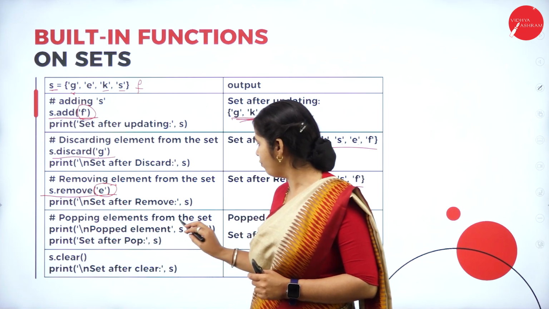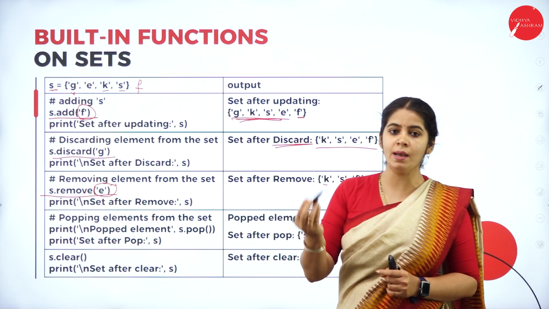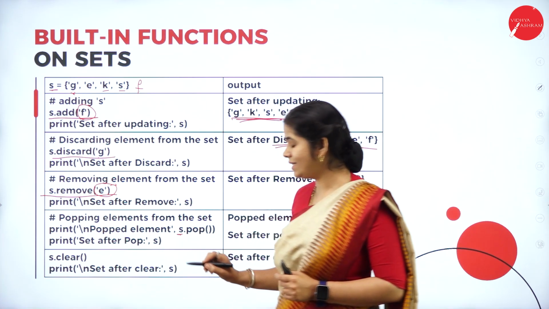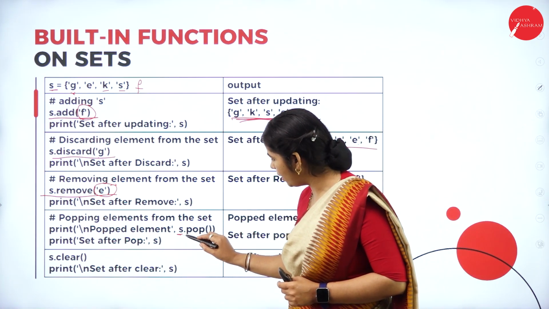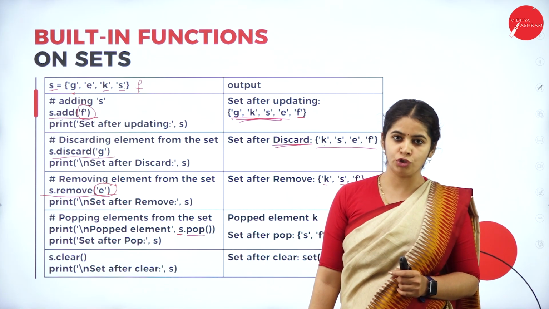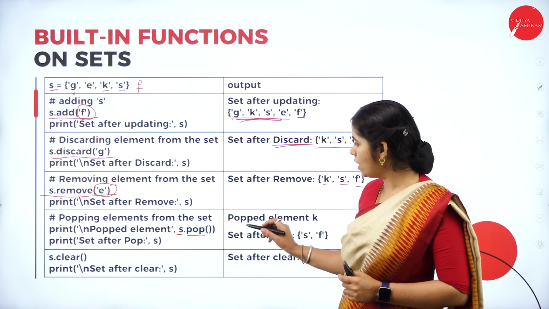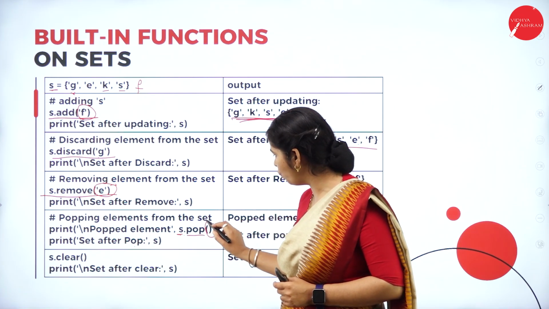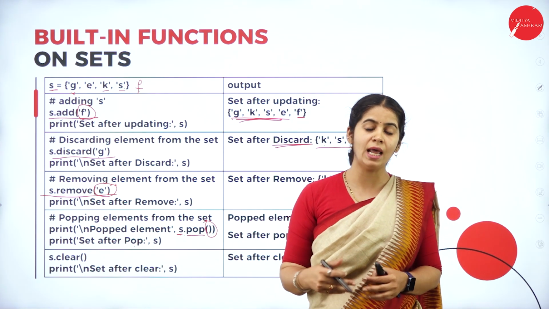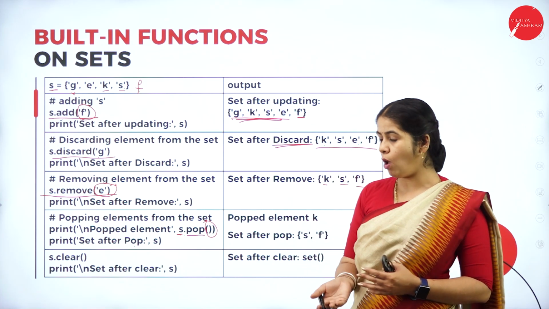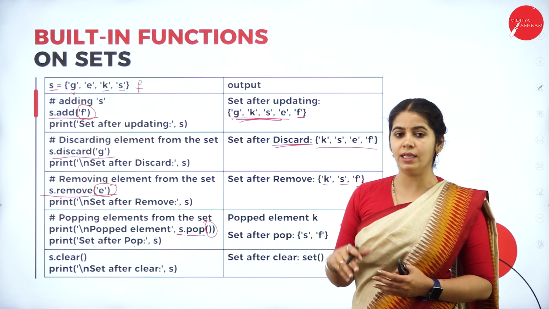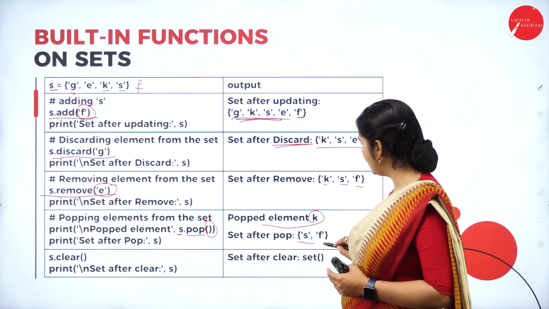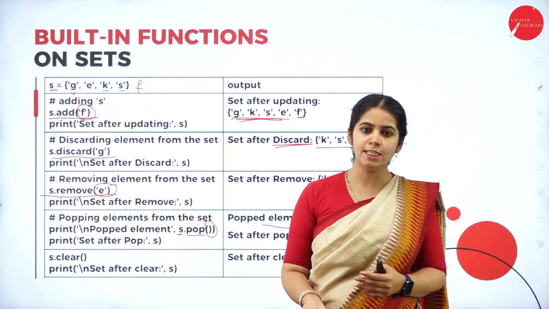Then popping the element from the set, how are we going to pop? Randomly it's going to pop. How do we call that? By using the set name with the dot operator, calling the pop function or pop method. Which element will be popped? It is not mentioned which element is to be popped, because it's a random element, the one on the top of the stack, that will be popped out. So any element can be popped. Here the element K is popped out of the set.